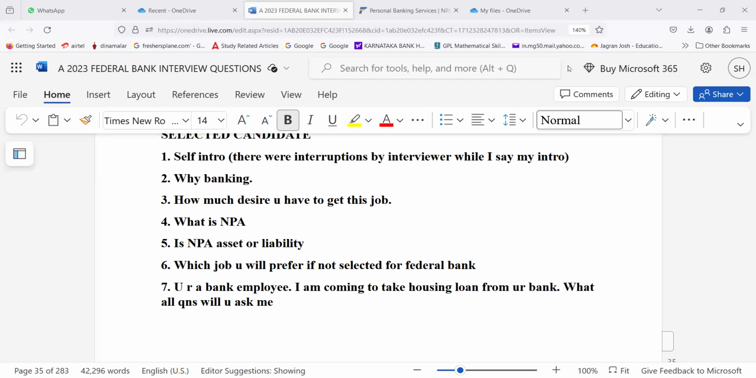Can you please tell again what is NPA? NPA is a non-performing asset. When a principal or an interest of a loan is not paid up to 90 days, it is said to be a non-performing asset. Not up to 90. 90 days or more. 90 days or more, okay.